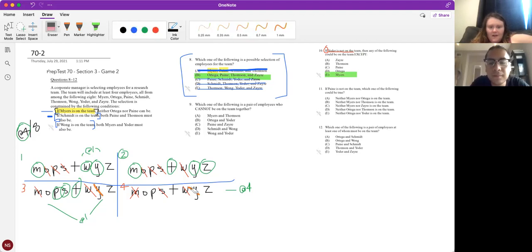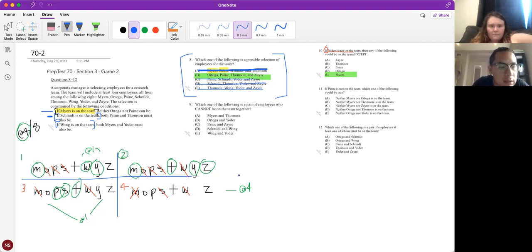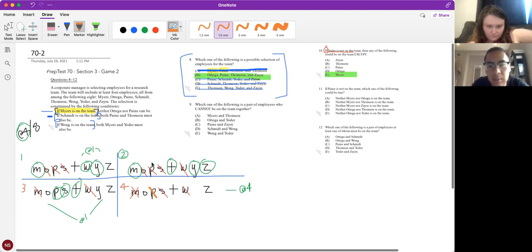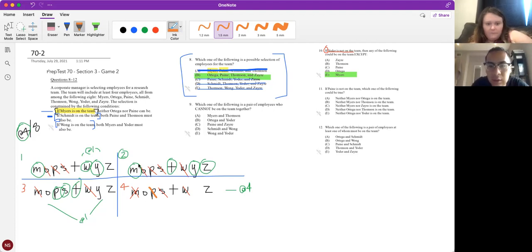All right. What about, how would you go about solving 11? P is not on the team, so I would look at 1, 2, and 4. And then verify. At that point I would look at each answer choice and see if it can be a possible world.